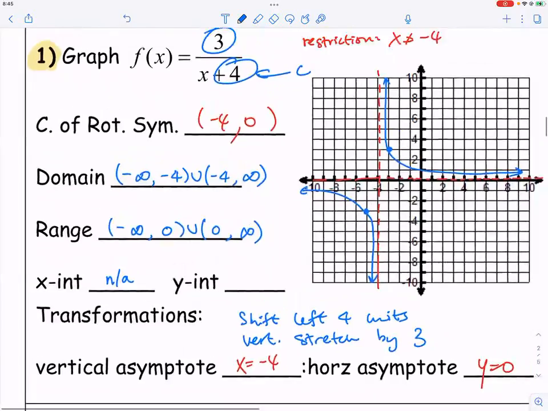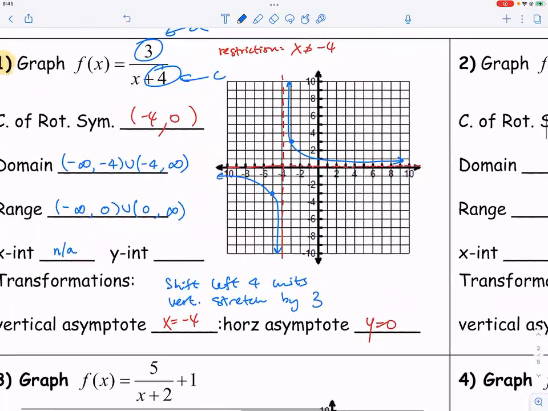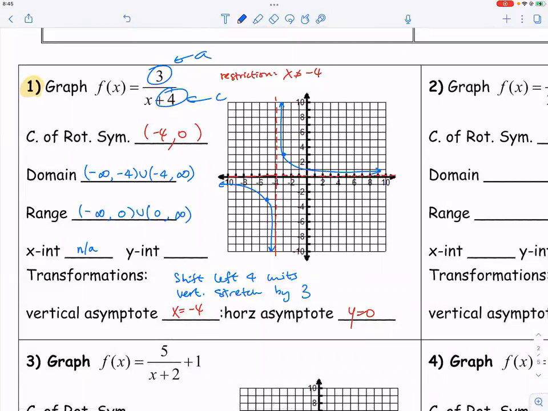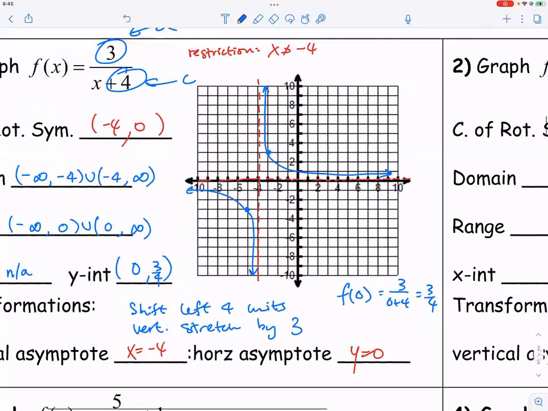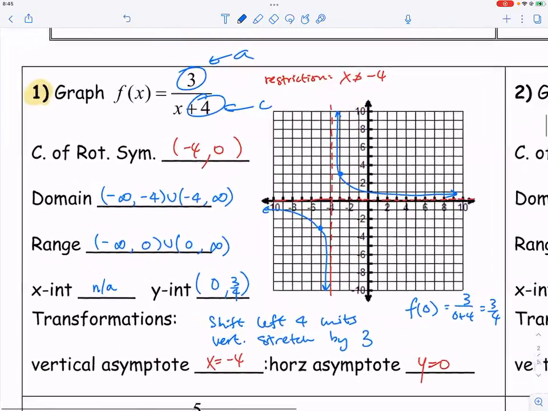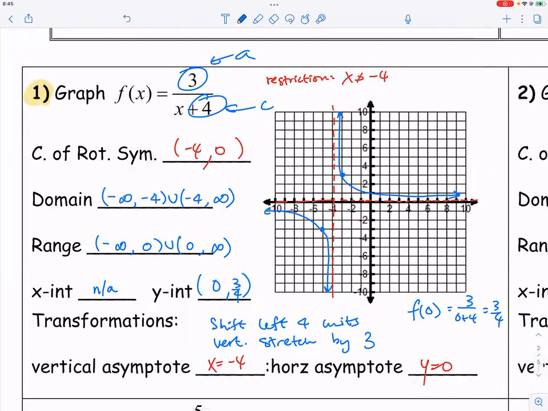So the best way to find out the y-intercept is to actually put in 0 for x. So we put in 0 for x, and you get 3/4. Again, we only trust the major points that we graph, but anything else, you've got to be very careful. So that is question number 1. We have a vertical stretch and a horizontal shift.